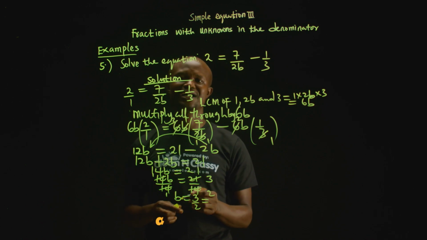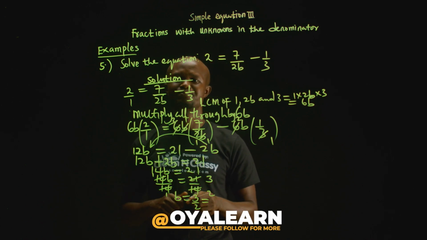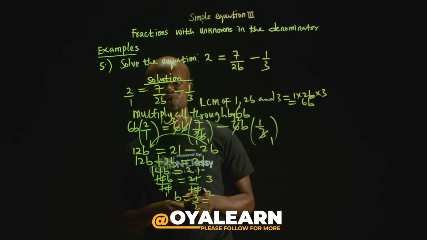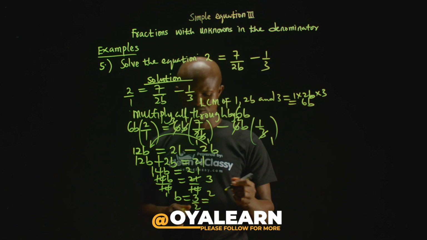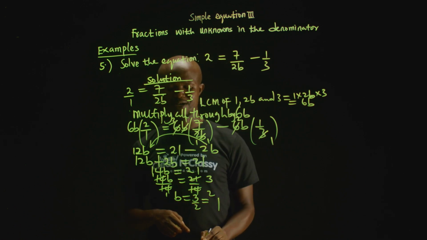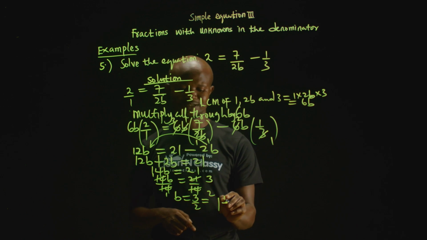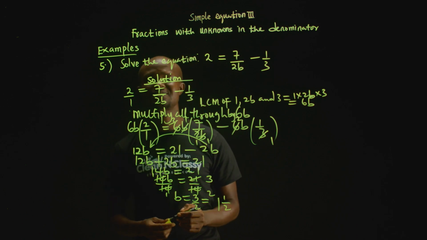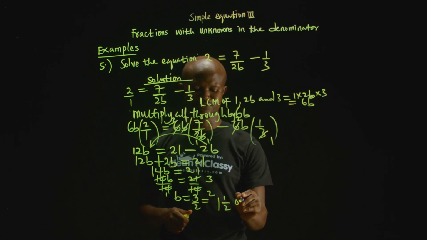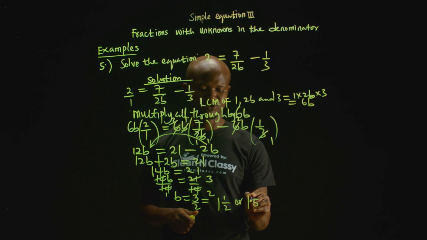We cannot leave our answer as an improper fraction. Then we need to convert this improper fraction to a mixed number. So in this case, we have 3 divided by 2, that is 1 remainder 1, so 1 over 2. So it means that b equals 1.5. That is the solution to the problem.